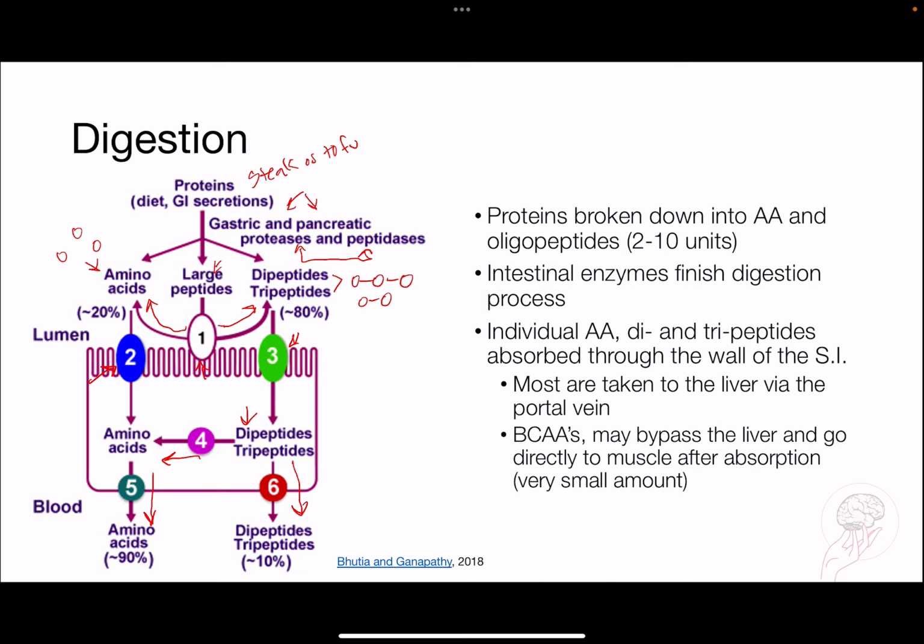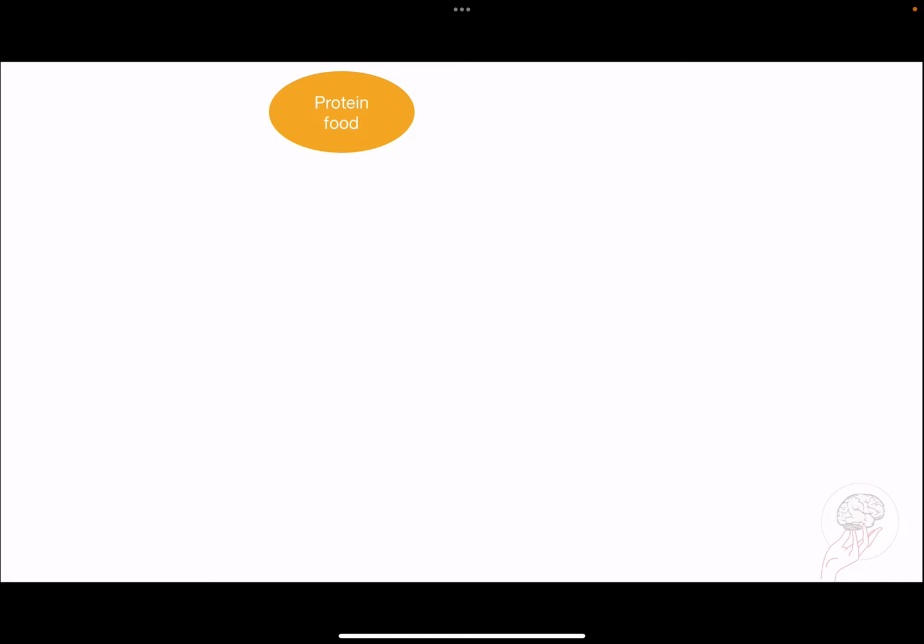Most are taken to the liver via the portal vein. But again, we have our special ones. Branched chain amino acids may bypass the liver and go directly to the muscle after absorption, but this is a very small amount. So as an overview, we have some protein-containing food. Let's say we ate a bunch of chickpeas.